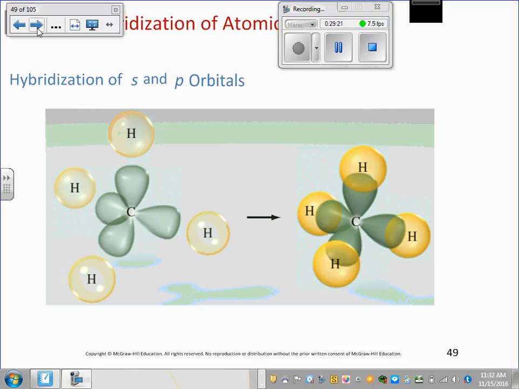sp2, how many total letters? I have 1 s, 2 p's, that's a total of 3. 3 things around a central atom. So I have 3 unpaired electrons. 3 things around a central atom form what geometry? Trigonal planar.